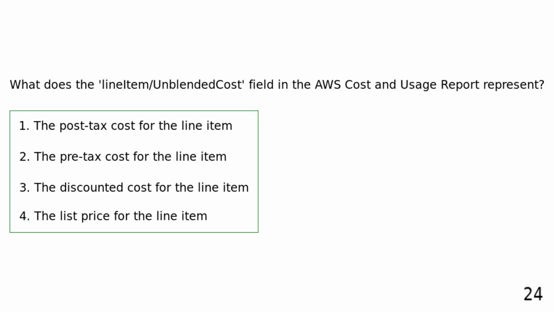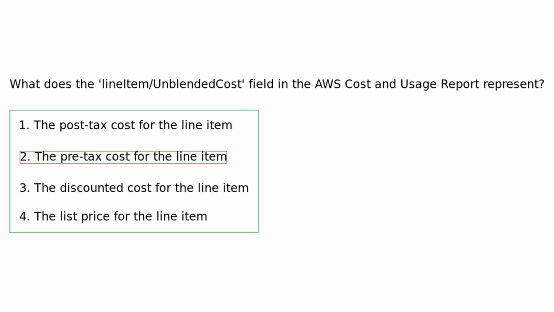What does the line item/unblended cost field in the AWS cost and usage report represent? The post-tax cost for the line item. The pre-tax cost for the line item. The discounted cost for the line item. The list price for the line item. The line item/unblended cost field shows the actual pre-tax cost for a specific line item, reflecting any discounts, reservations, or savings plans applied.